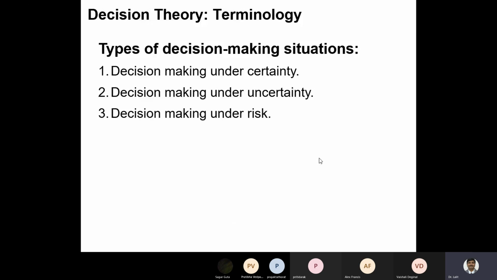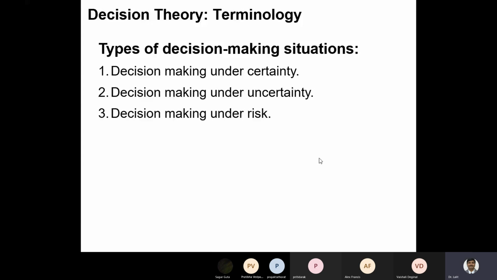The third situation is decision making under risk. Now, the difference between the second situation and the third situation is that in both situations, the decision maker cannot predict the future. But in the third situation, with previous knowledge about the environment, the decision maker can assign probabilities of occurrence of different states of nature.